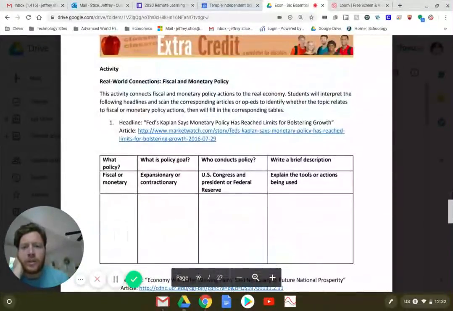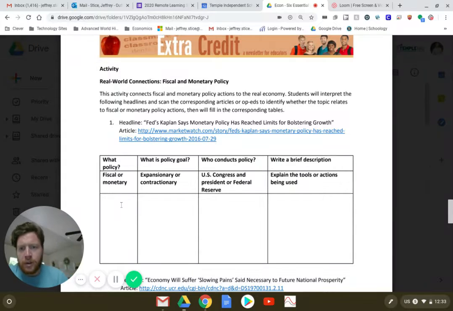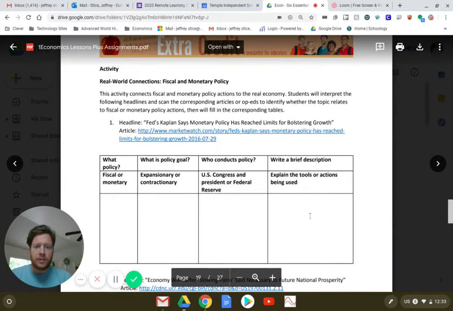So in this one, you'd say what students will. Yeah, you could say either fiscal or monetary policy for this one, because the Fed is saying monetary policy is not necessarily working, so we should implement more fiscal policy. The goal of the fiscal policy that the Fed's calling for is to help stimulate the economy. Who conducts the policy? Congress conducts fiscal policy. And tools or actions being used?